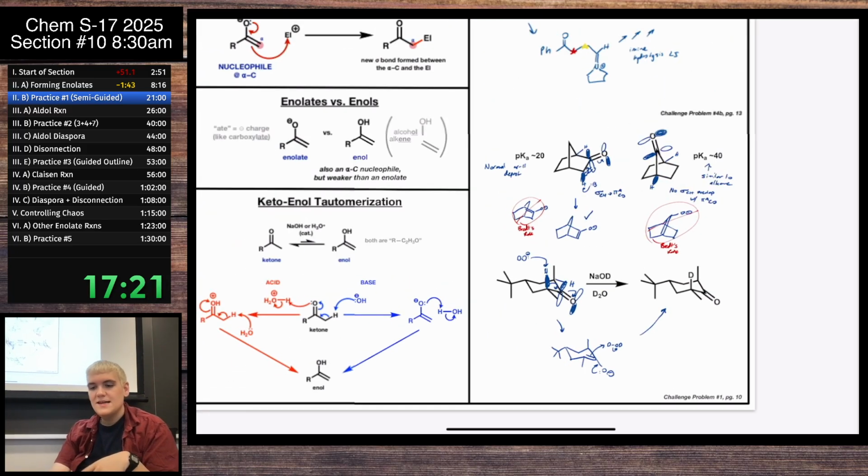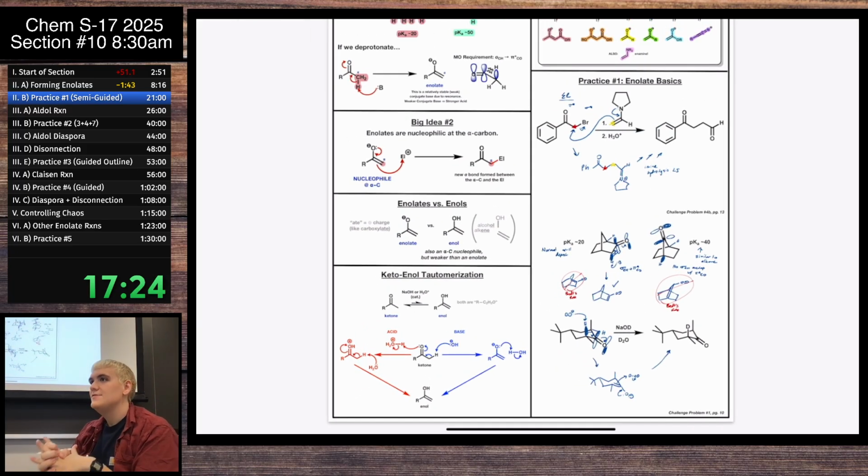So thoughts on these kind of initial ideas of enolates as nucleophiles of the alpha carbon, and then also this like MO requirement of the alpha hydrogen and the carbonyl.